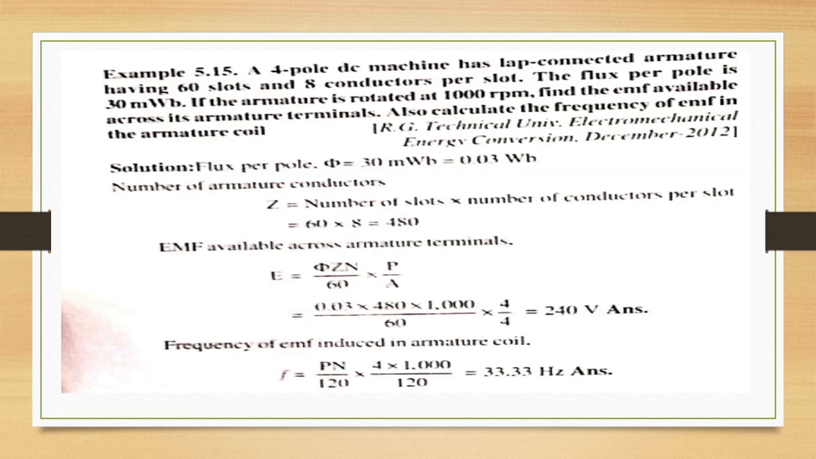Flux per pole is given as 30 milliweber, that is 0.03 webers. Z is equal to number of slots into number of conductors per slot, 60 into 8, 480. EMF is φZN/60 into P/A. Substitute all the values. We are going to get 240 volts. Frequency of EMF induced in armature coil is f equal to PN by 120, that is 4 into 1000 by 120, 33.33 Hertz.